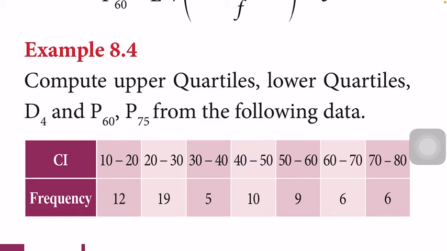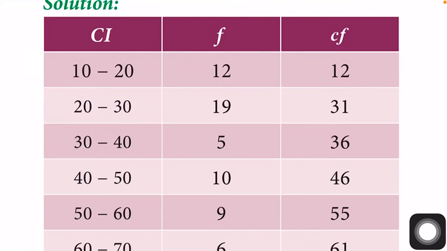So what is upper quartile and what is lower quartile? As we can understand from the name, upper quartile is Q3 and lower quartile is Q1. Sometimes they may ask like this also. So we have the class interval and frequency tabulated. Now it is time to calculate the cumulative frequency.